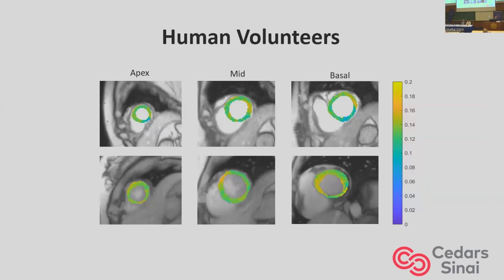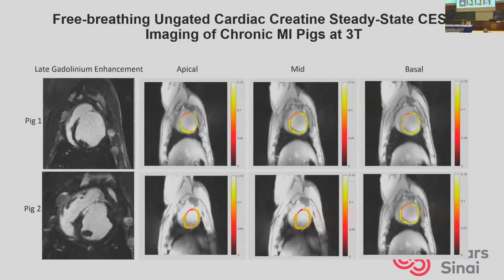It's supposed to be a complete uniform map of the creatine, but obviously it's not. So there's some slight variation. We did a little bit of calculation of that, and I'll show you the numbers here.